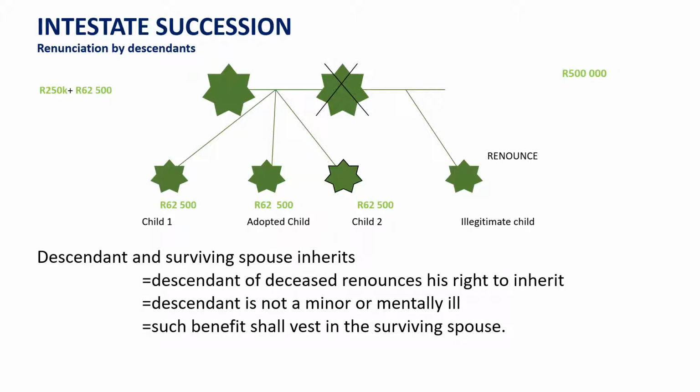If we use the same example from spouse and descendants, the estate value was 500,000 rand. The spouse was entitled to a minimum of 250,000 and the balance distributed among the descendants. If, for example, an illegitimate child decides to renounce their benefit, they do not want to benefit under the estate, their benefit will vest in the surviving spouse. So now the spouse is entitled to the minimum 250,000 plus the share from the illegitimate child.